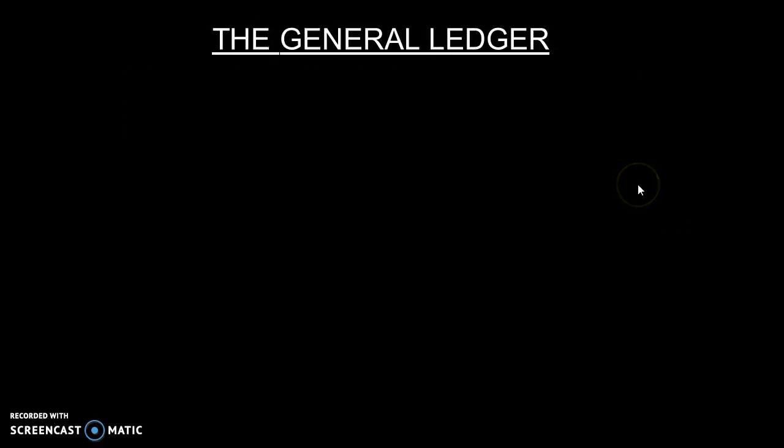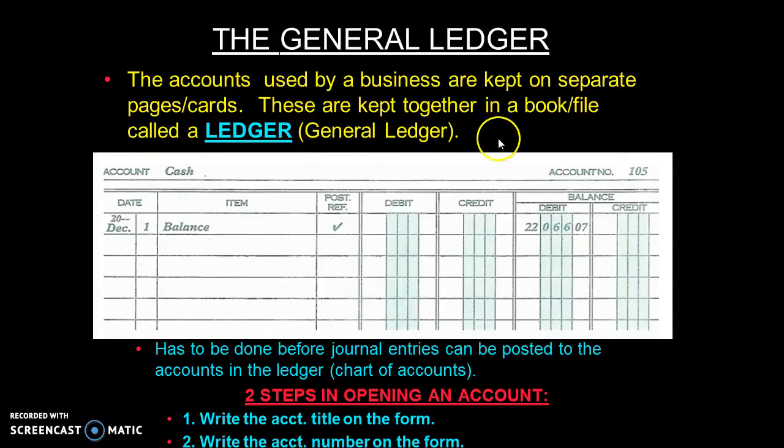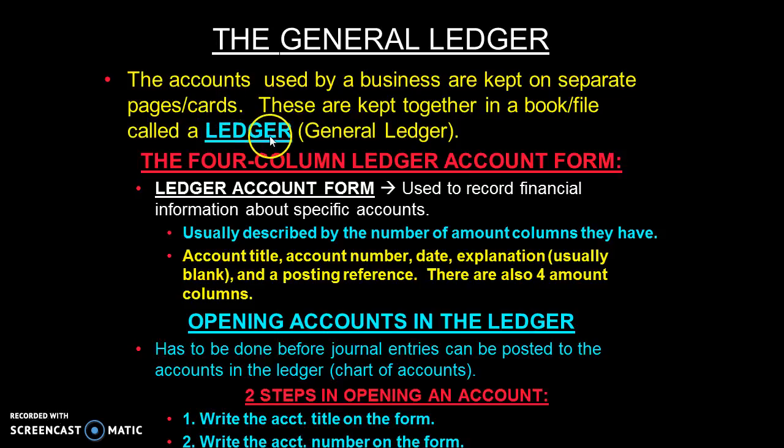Now, the general ledger, all it is, here, let's go back. It's like a book, a file, and that's why I said some of your assignments will seem a little bit longer, but really they aren't. It's just because the ledger is made up of all your individual accounts.